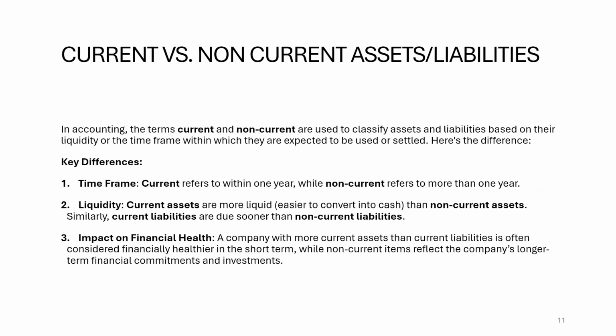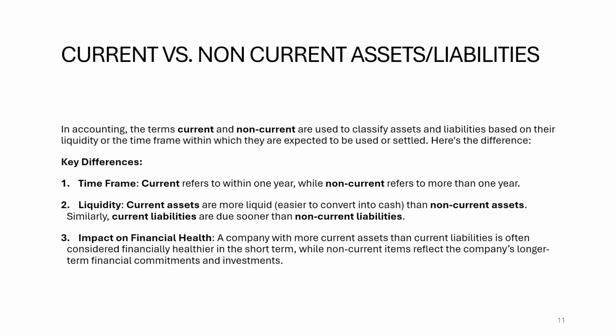Another key concept is current and non-current. This category only applies to assets and liabilities, not equity. Assets and liabilities are classified as current or non-current based on their liquidity or time frame. In general, a current asset or liability is expected to be used or settled within 1 year, such as cash or accounts payable. Non-current assets or liabilities are expected to be used or settled in more than 1 year, such as buildings or long-term loans. This classification helps assess a company's short-term and long-term financial health.